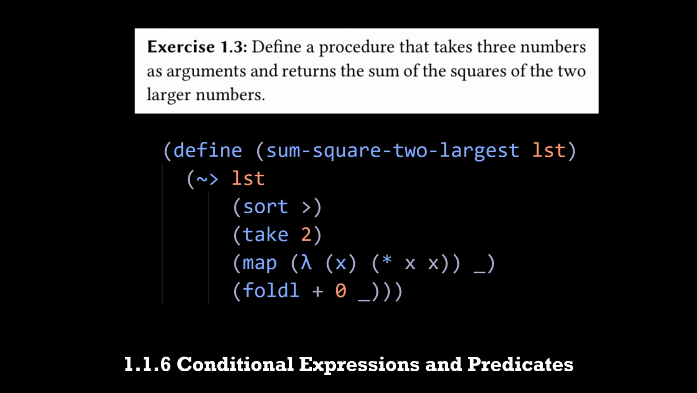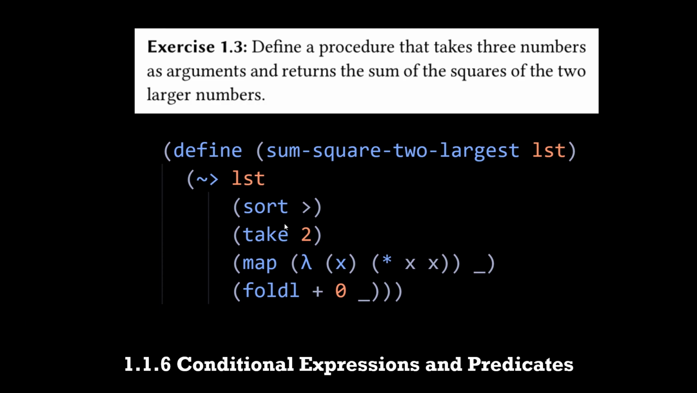And the solution that I'm showing here is using something called threading. So threading basically gives you the ability to pipe different algorithms together without having to nest them inside the parentheses recursively. So without threading, you would have a sort on your innermost parentheses, and then take, and then map, and then fold. Here you can just list them out one by one.